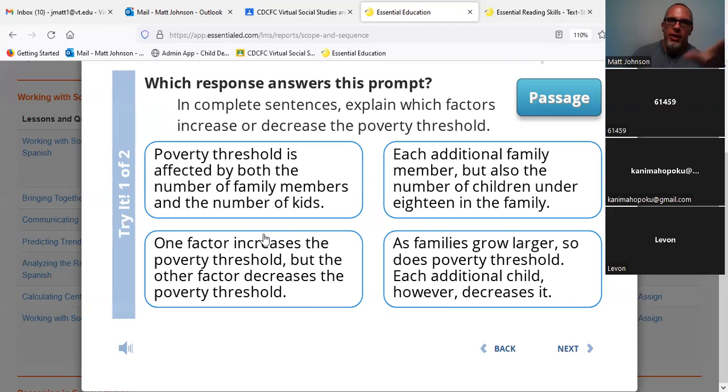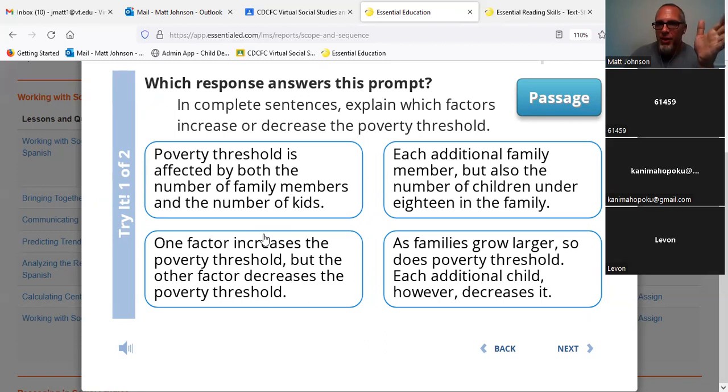If you look at the other options here, the poverty threshold is affected by both the number of family members and the number of kids. That isn't a great explanation. It is affected, basically, but it increases. We want a little more specific information there. And it's only after the first child that it actually starts to decrease. The second option, each additional family member, but also the number of children under 18 in the family. That's not a complete sentence, right?